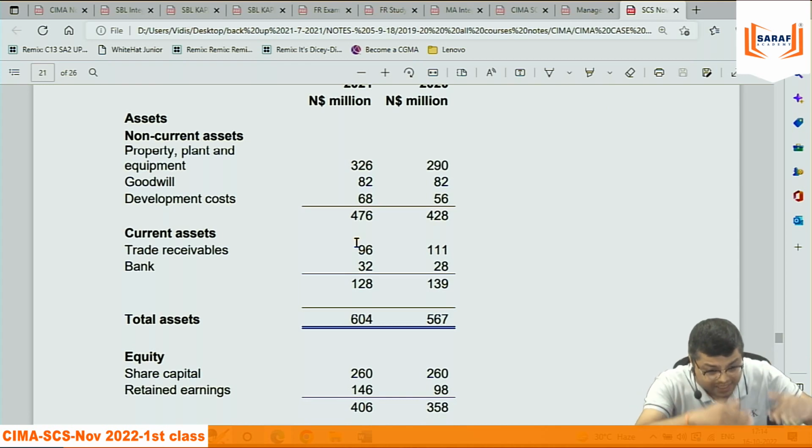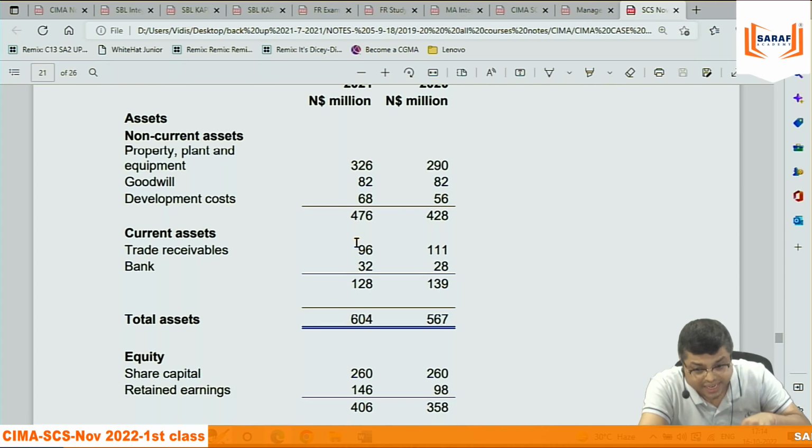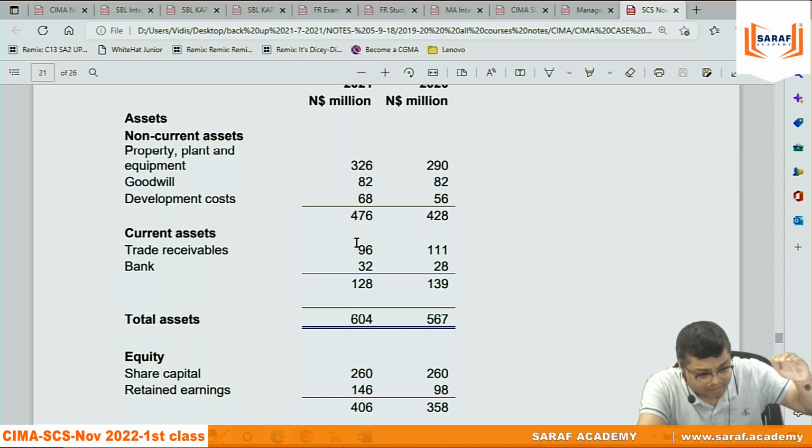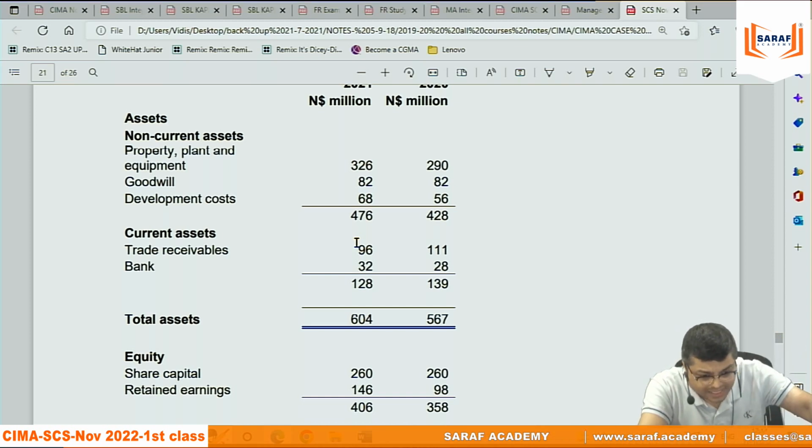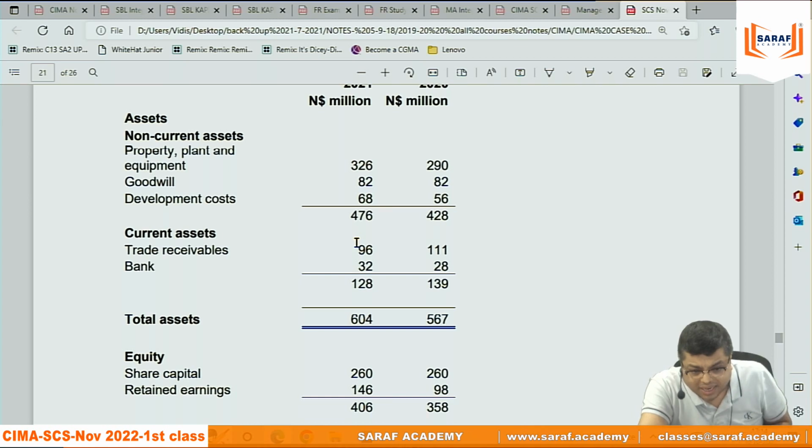So with fewer assets, they are generating more revenue. They are utilizing their assets more efficiently than us. Our assets are more than 476 in total, but our sales revenue is not that much. Their assets are less and their sales revenue is greater. So they are utilizing their assets well.